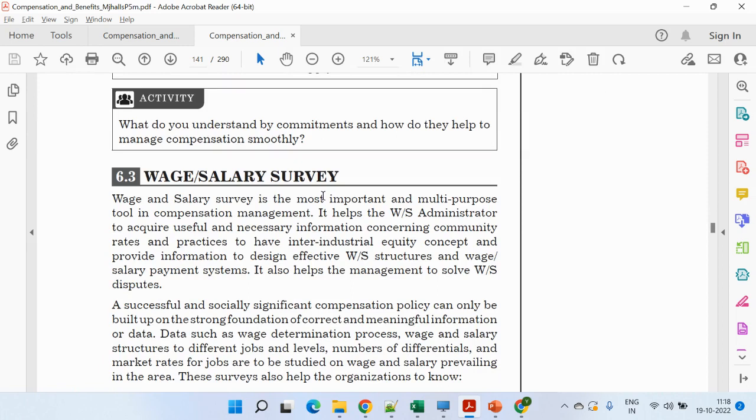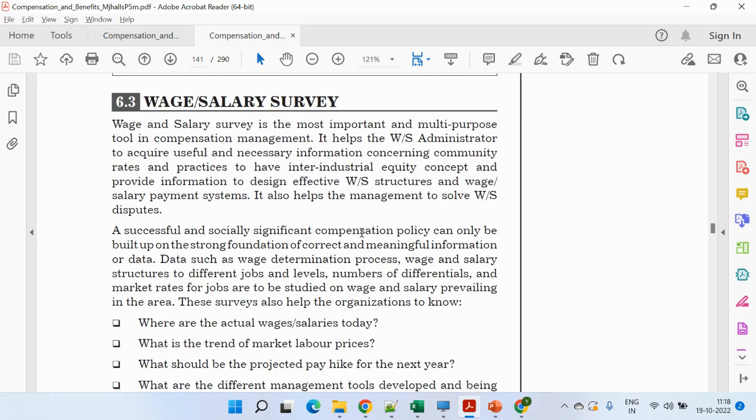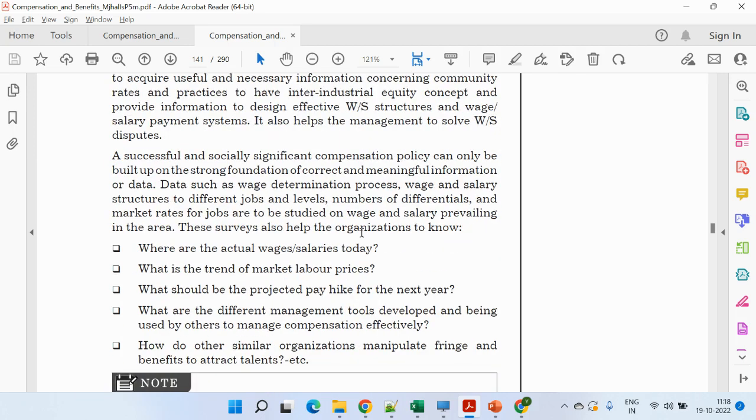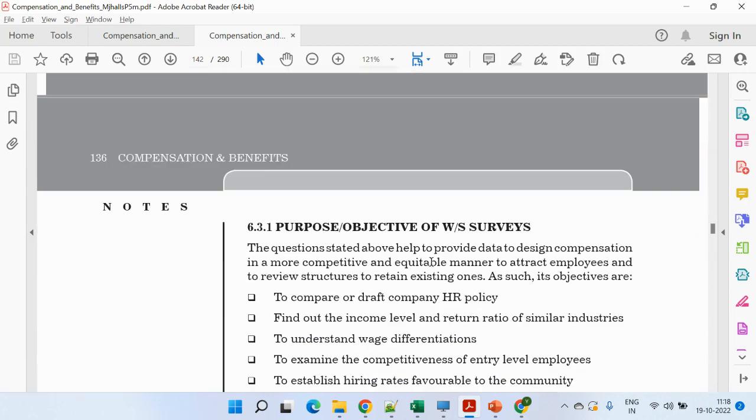So the very first thing is the wage and salary survey, which is basically a compensation. It's a part of compensation management, and it helps in defining the wages and the salary structure and certain kinds of disputes. There are certain important questions, like what is the actual salary, what is the market trend, what is the pay hike which is being expected, what are the different tools which can be helpful, and how we can give more benefits to attract more and more talent. So it's all about the salary structure, which is pretty much obvious.